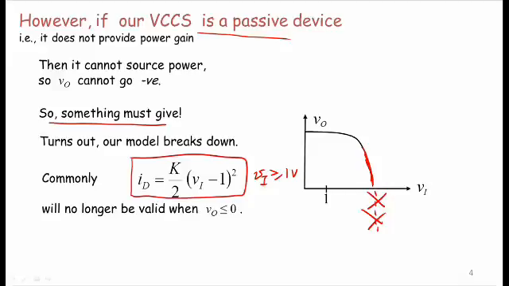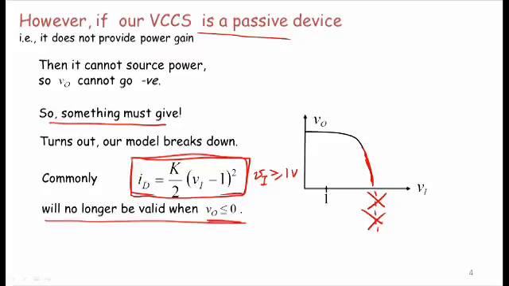Now, if this was a non-ideal device, in other words, if it wasn't an ideal dependent source, and in this case it was a passive device, then this equation, ID equals some function of VI squared, should no longer be valid when V naught is less than 0. For a practical device, that is what happens. This relationship, where the current relates to the input voltage, doesn't follow that square law pattern when V naught is less than 0.